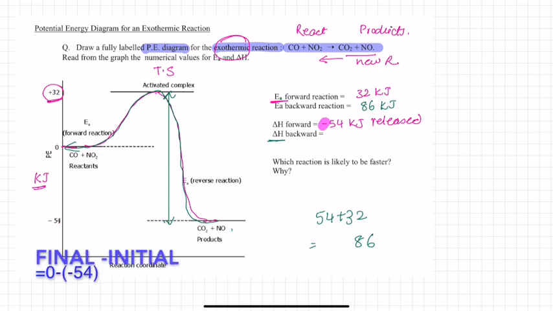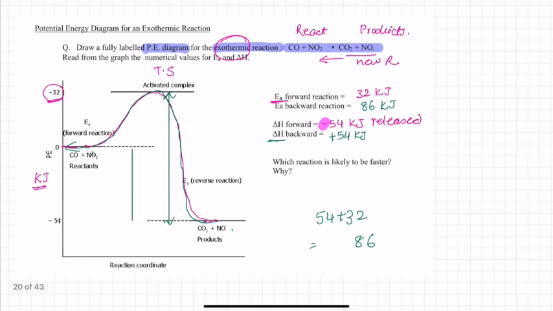And then what is the delta H backward? Well, now you're starting at some value and you're ending at some value higher than that. So this is a positive value, plus 54 kilojoules. That is the change in enthalpy going from here to here. So this is delta H backwards, and now energy is absorbed. So this becomes an endothermic reaction in the backward direction.